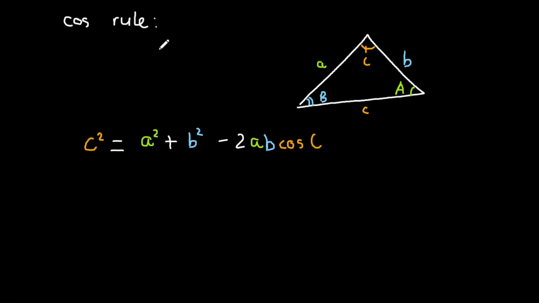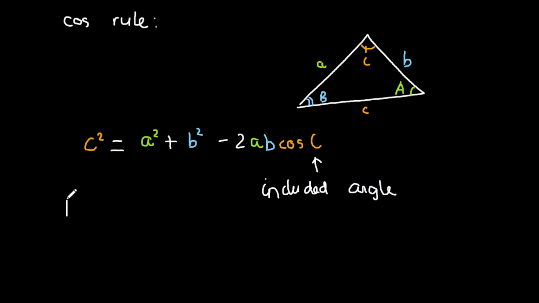Now let's look at the cos rule in more detail. It states that side c squared is equal to side a squared plus side b squared minus 2 times a times b times cos of the angle opposite to c. Because the angle C is between a and b, you can also call it the included angle of a and b. Now, doesn't this rule look kind of like Pythagoras' theorem but for non-right-angled triangles?